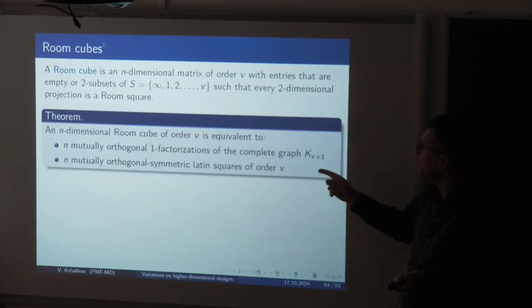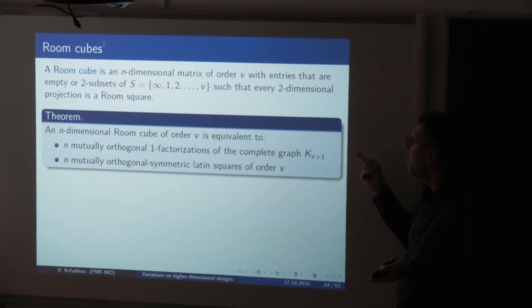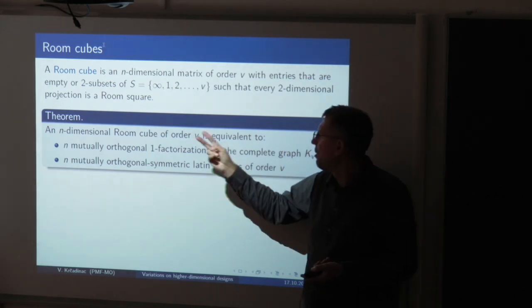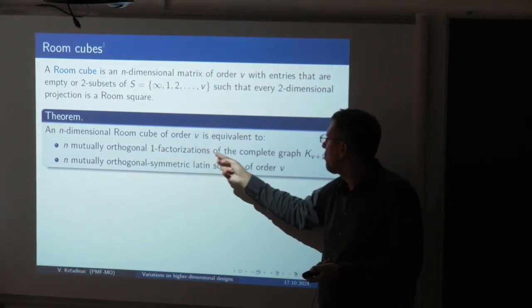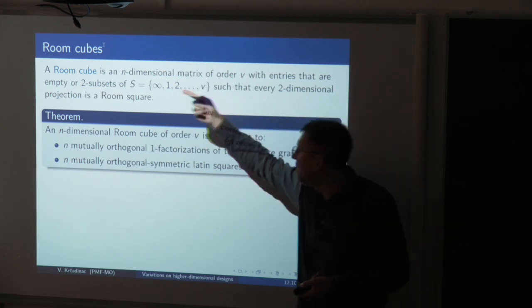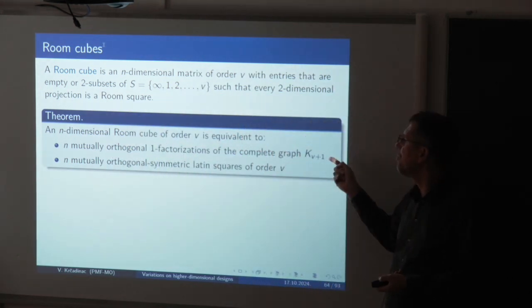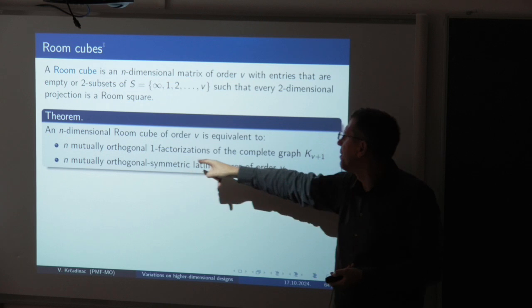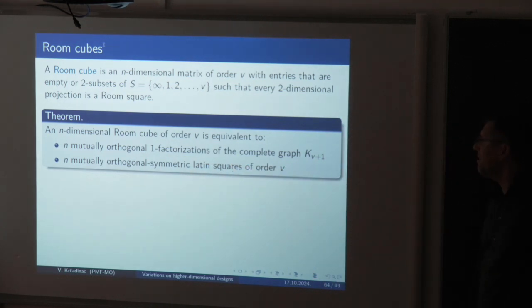Well, because it generalizes nicely to the equivalent objects. A two-dimensional room cube, or a room square, was equivalent to two orthogonal 1-factorizations of the complete graph. Now an n-dimensional one is equivalent to n mutually orthogonal 1-factorizations. It also works out for the orthogonal symmetric Latin squares.